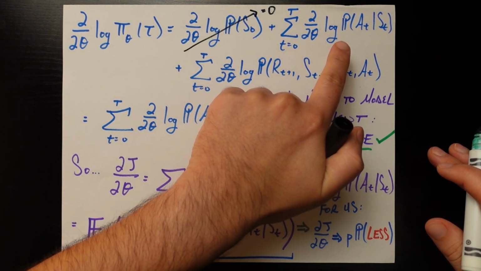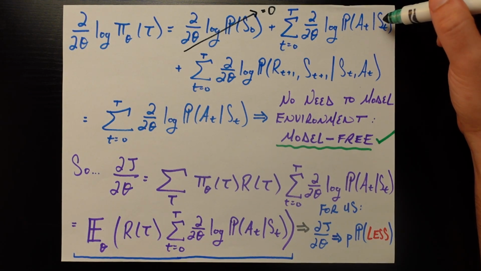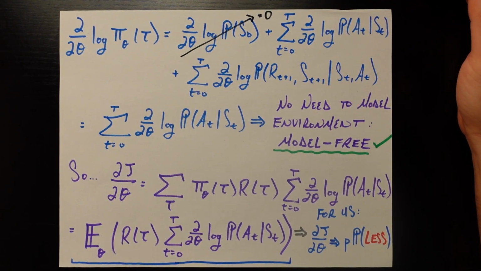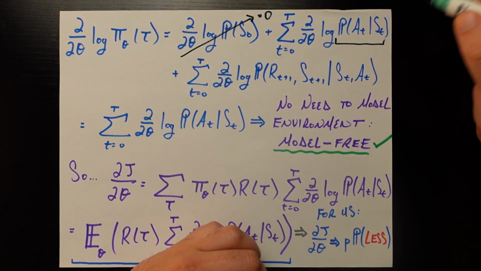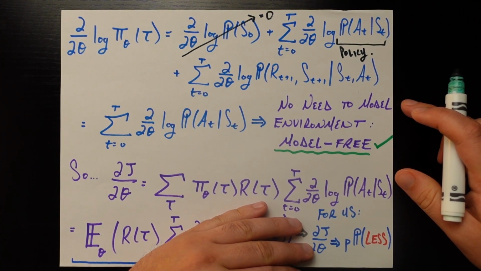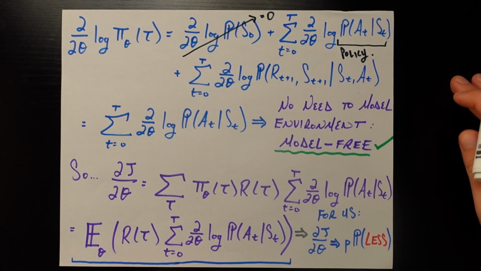What about this term here? Does the probability of your action in a certain time step, given the state, depend on your policy parameter theta? Literally yes, by definition yes. This probability literally is your policy, being modeled by that logistic regression, being modeled by that sigmoid, and so of course this is going to depend on your policy parameter.